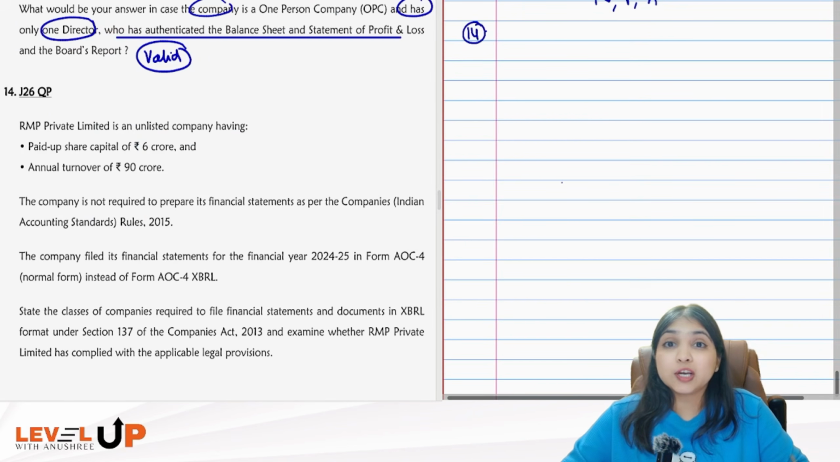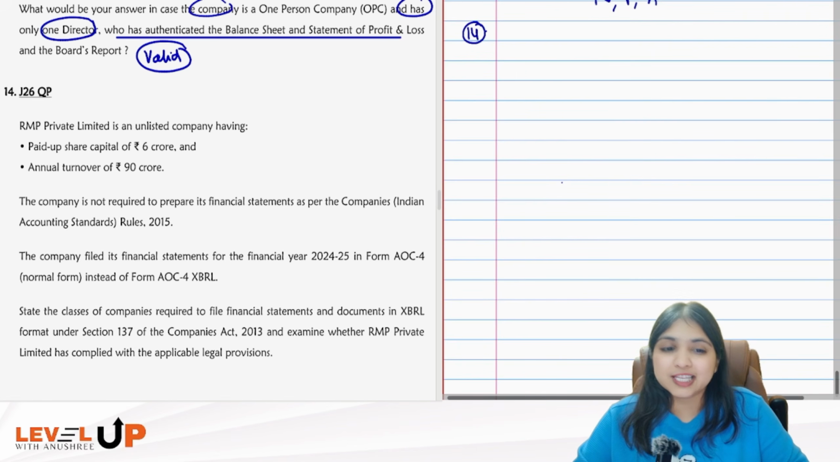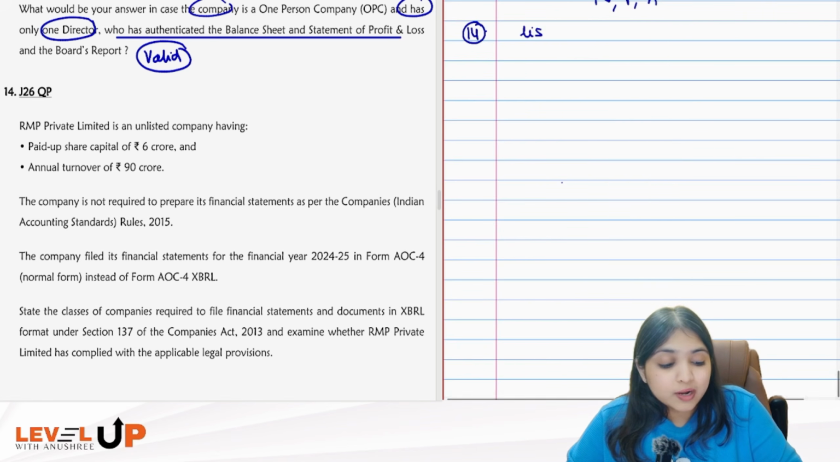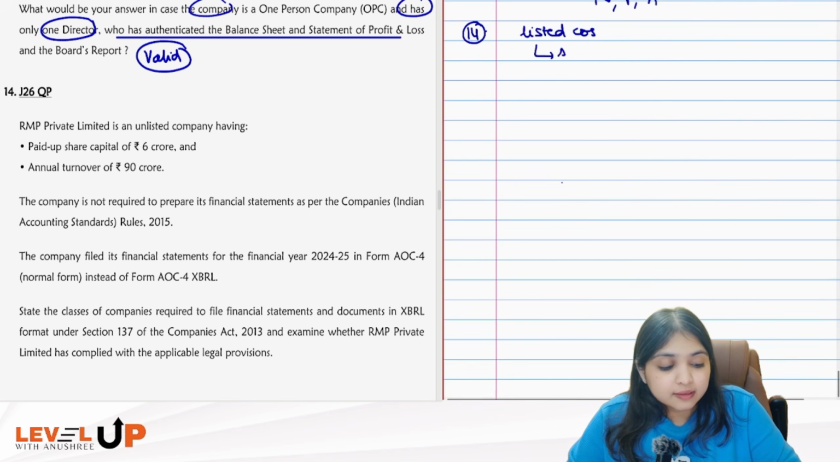This question is purely about XBRL. See, we know that every company has to file financial statements with ROC. Now some companies have to file in XBRL taxonomy, right? This question is about that. First of all, tell me which companies have to do the filing in XBRL taxonomy. Number 1, all listed companies. The filing has to be in XBRL taxonomy only. Then their Indian subsidiaries. So listed companies and their Indian subsidiaries.